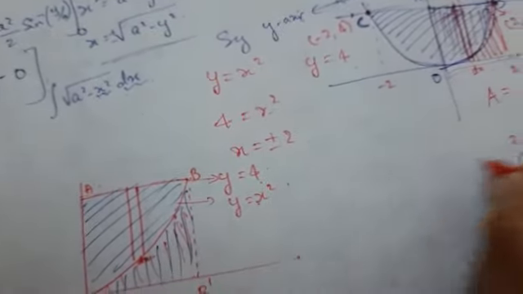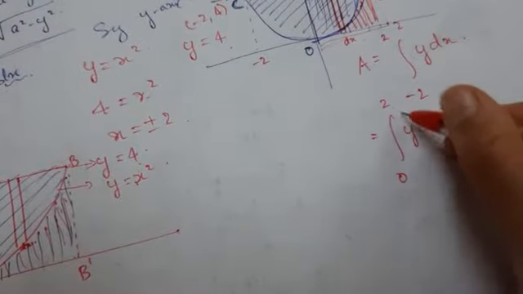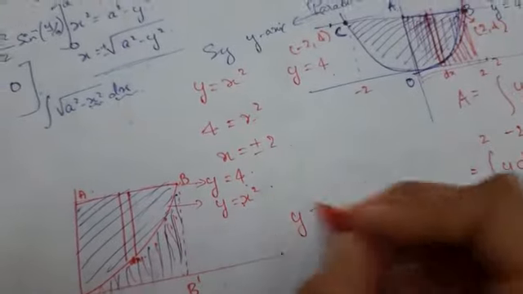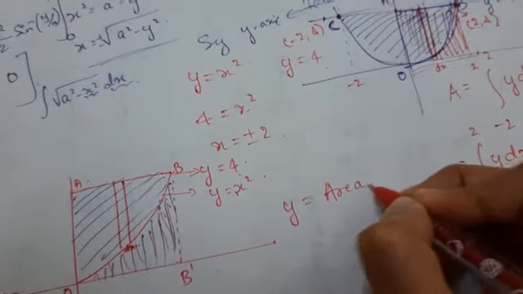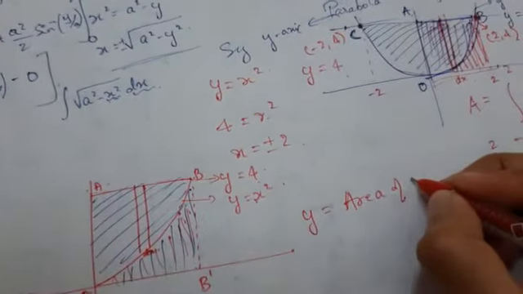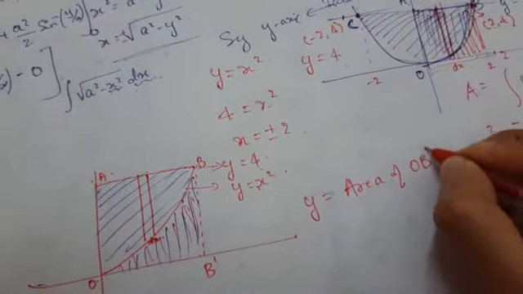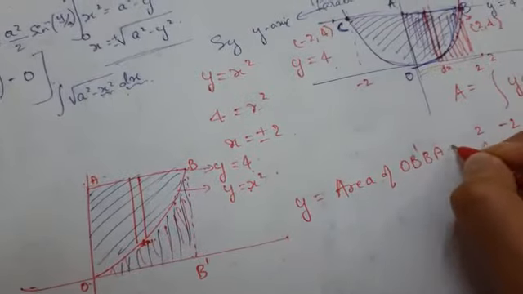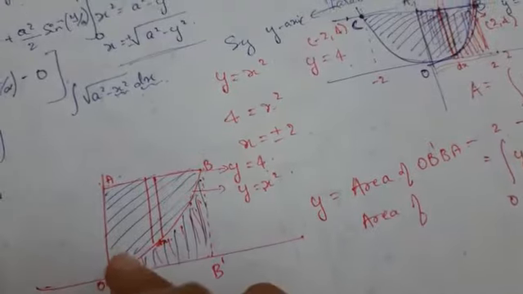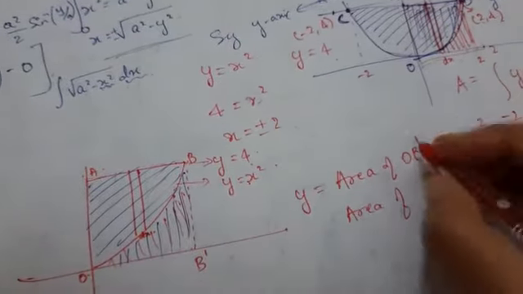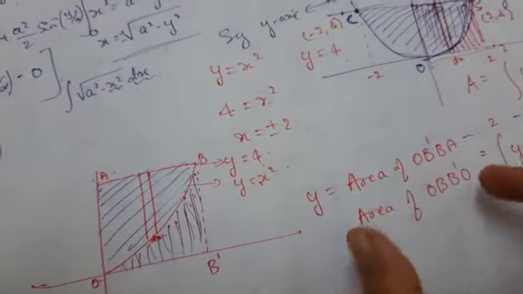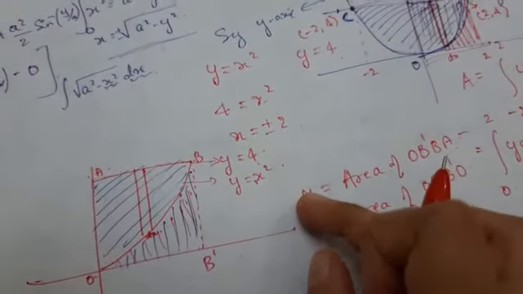So what happens now? Here we are having integral 0 to 2 of y dx, and that y is nothing but what? Area of OB'BA, this area, minus area of OBB'O. If I subtract this area from this one, we are going to get this y.